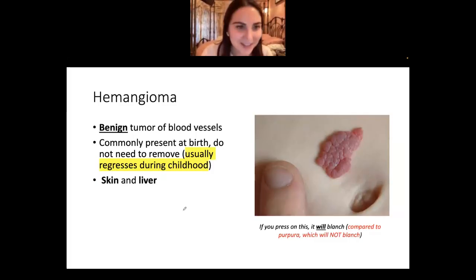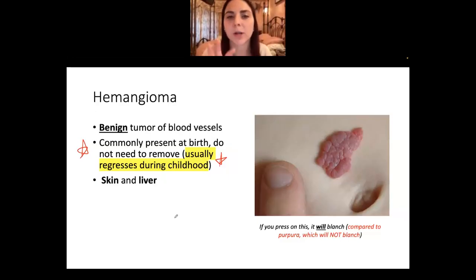Okay. Vascular tumors. So this is kind of where I was talking about blanching versus non-blanching. This is where it becomes a little important. So hemangioma, this is a benign tumor of blood vessels. So literally blood vessels just start growing. This is commonly present at birth. You don't need to remove it. This is where they're going to get you. They will show you a hemangioma.